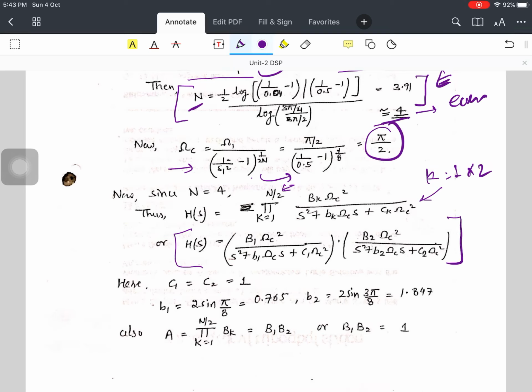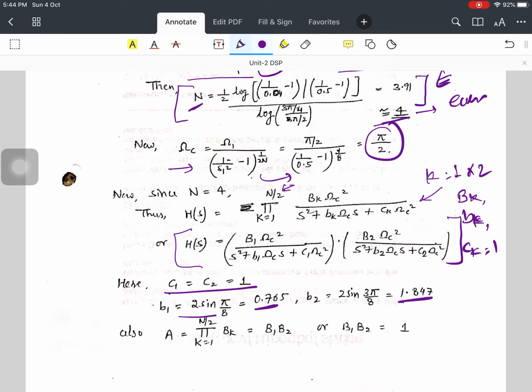Now, our main focus is the calculation of b_k and c_k. We know c_k equals 1, so we can easily say c1 equals c2 equals 1. Now we know the formula of this b_k, small b_k, which is 2 sin((2k minus 1)π/2n). When you put in all the values, we can easily calculate the values of b1 and b2.